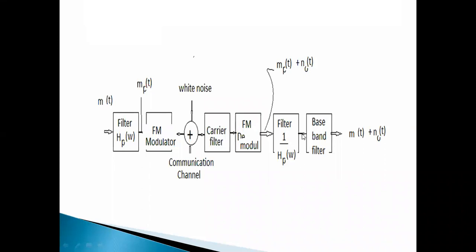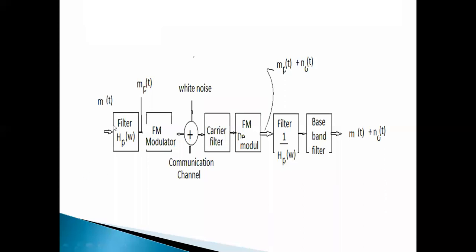The filter output is, so when noise is there and that is given to the baseband filter, the output is M of T plus N of T. So this is the entire pre-emphasis and de-emphasis.